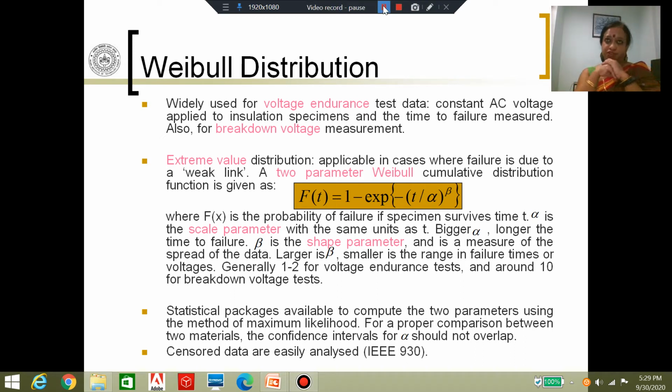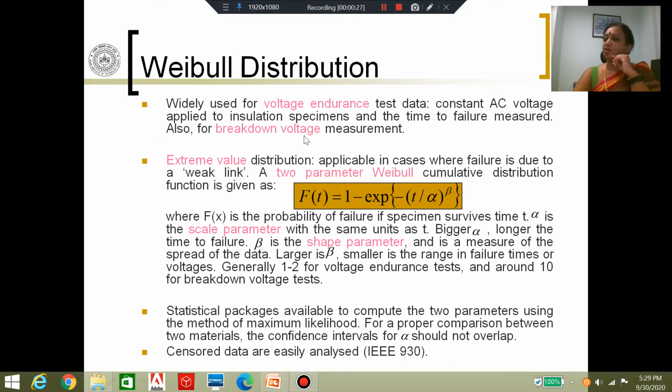So as I mentioned in the previous lecture, when we are dealing with breakdown voltage tests, we don't normally use the normal distribution or the Gaussian distribution, because the data that we have in this case is not really suited for analysis assuming a normal probability distribution curve. When we are talking about breakdown voltage measurements, there are two kinds of tests that we would be talking about.